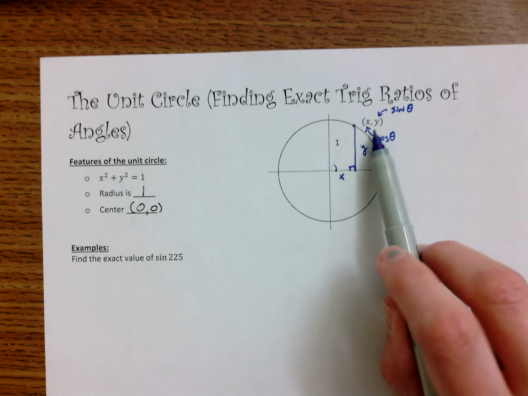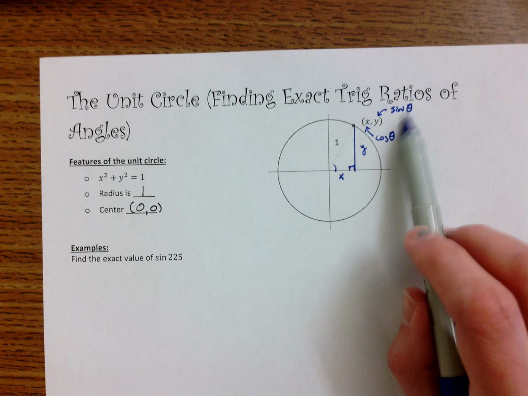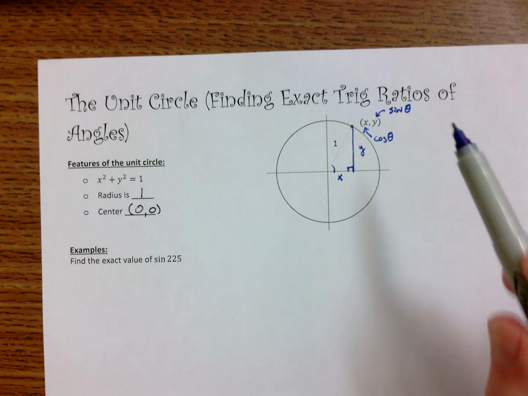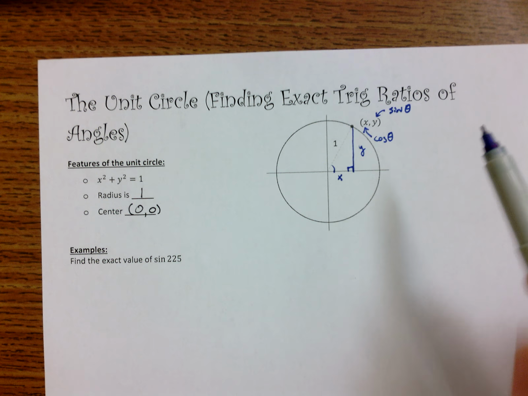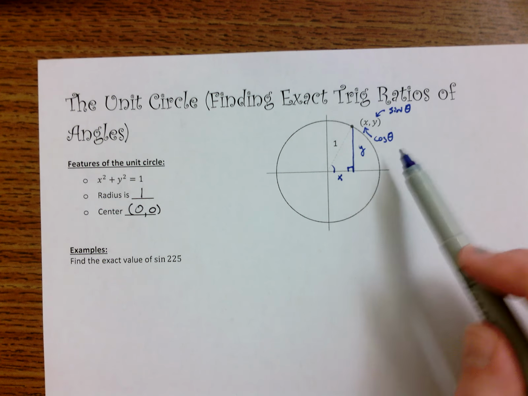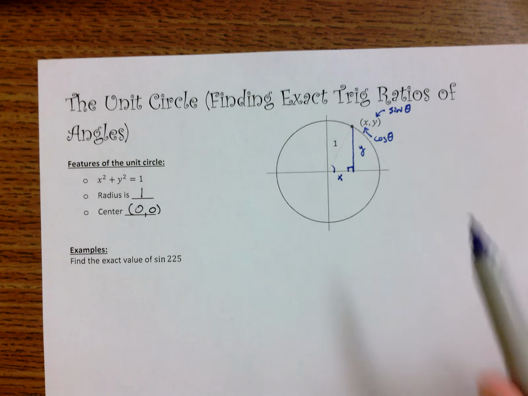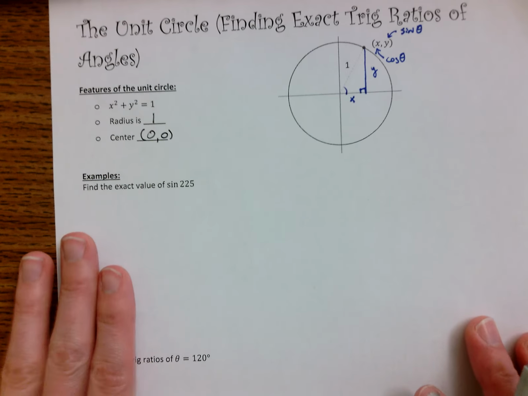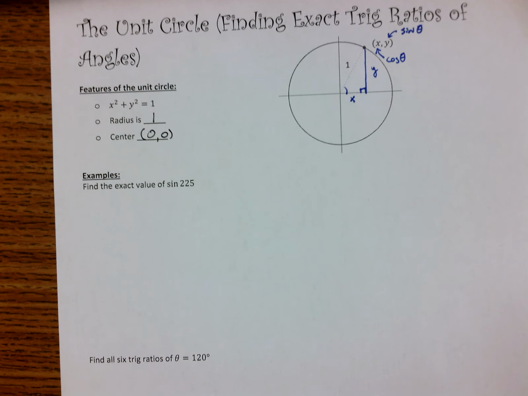Do make a note to yourself here: cosine and then sine. They go in alphabetical order, but not in the order we usually say, sine, cosine, tangent for SOHCAHTOA. So just be aware they don't go in that order. They go alphabetically. All right, so how are we going to use that? We're going to use this to find some exact values of different angles.